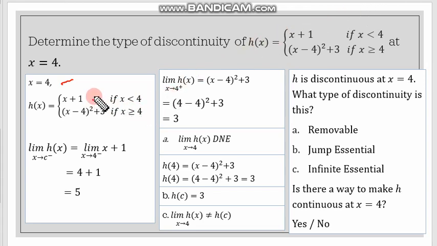So the limit of x plus 1 as x approaches c, which is 4, from the negative side, so 4 plus 1 is equal to 5. So the limit is equal to 5 for the left side. How about for the right side? Limit of h of x as x approaches 4 plus, so it means that we will use the second equation because x is greater than 4. So quantity of x minus 4 squared plus 3. So 4 minus 4 squared plus 3, so that's 0 squared plus 3, so our limit is equal to 3. So this is the value of the limit at the right side.